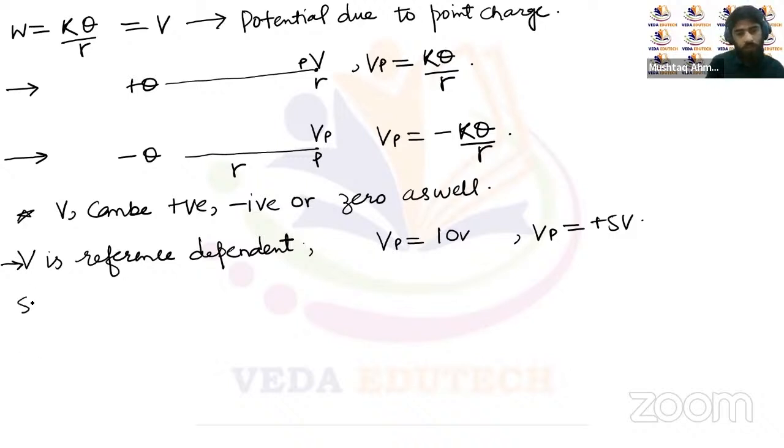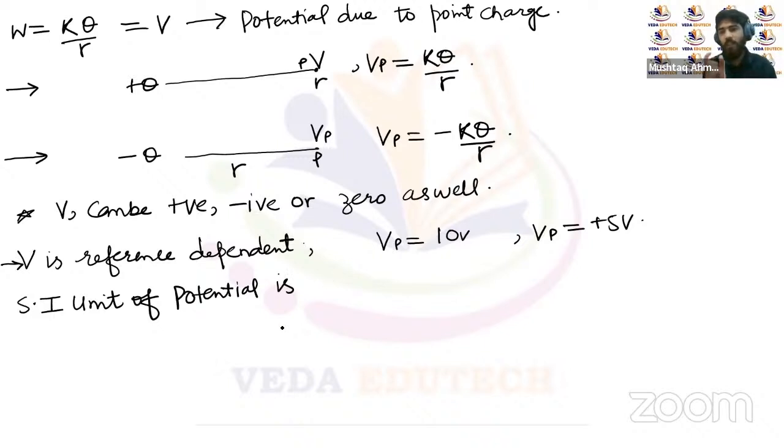So the SI unit of this potential. We define potential as work done per unit charge, right? Work done here was KQ upon R for the test charge Q. So potential is defined as work done per unit charge, correct?